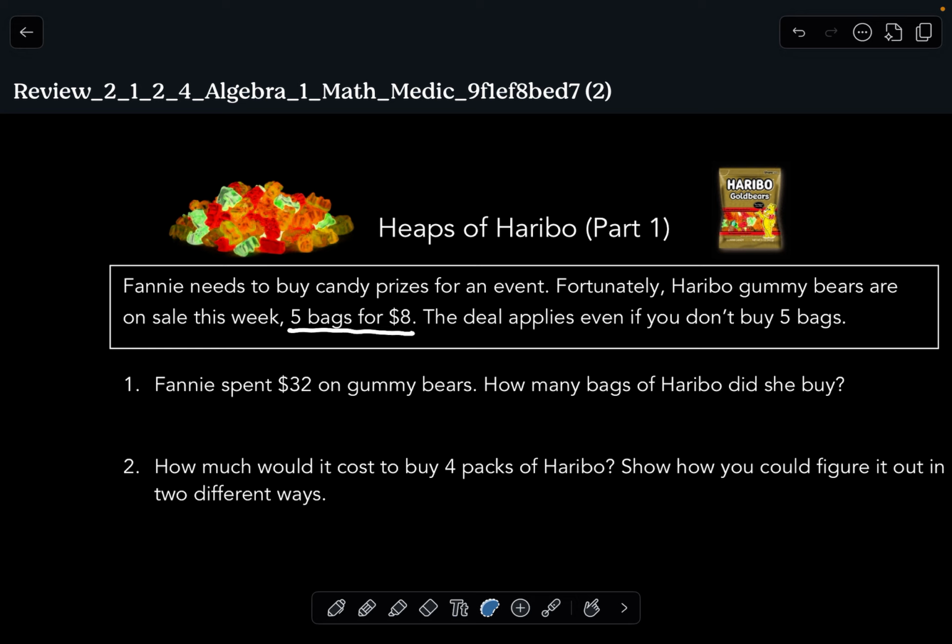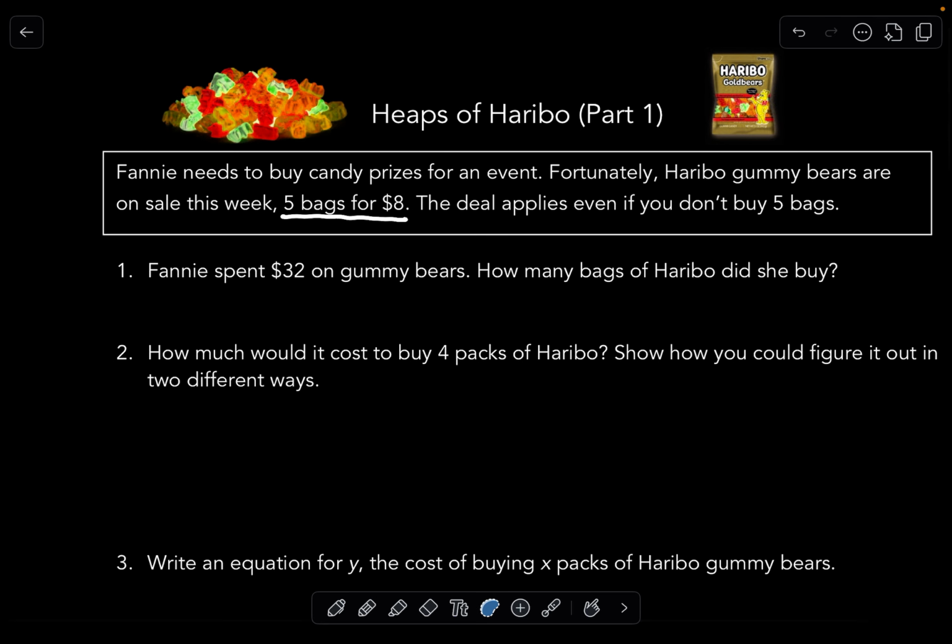Anyway, here we go. Fanny needs to buy candy prizes for an event. Fortunately, gummy bears are on sale this week: 5 bags for $8. The deal applies even if you don't buy 5 bags.